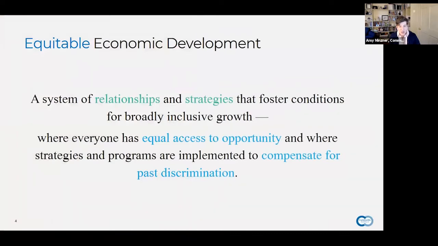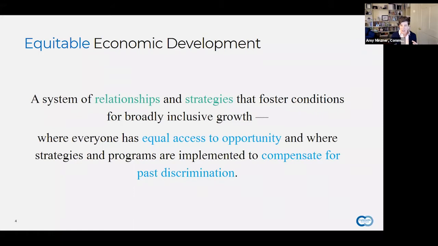Great. So the definition loosely that we are working with for what equitable economic development means is that it really is a system of relationships and strategies that work together to foster conditions for broadly inclusive growth. And as part of that, it's implicit, it's critical that everyone has equal access to opportunity, and also that any strategies or programs that are implemented are designed to compensate for past discrimination. They're designed to reduce barriers and help to create that equal access and opportunity.